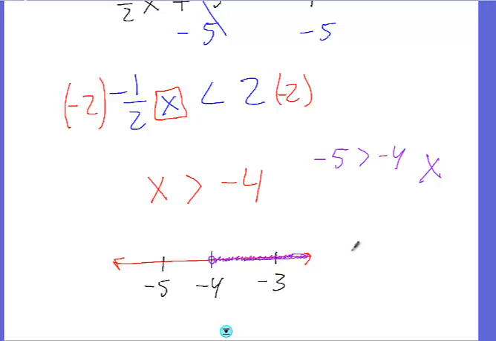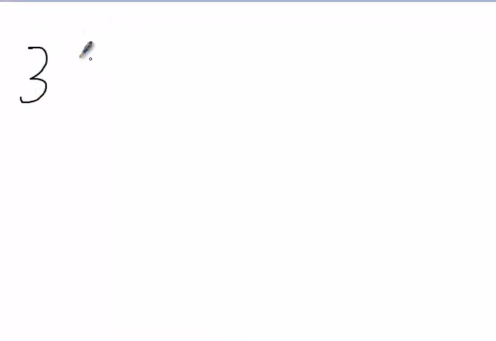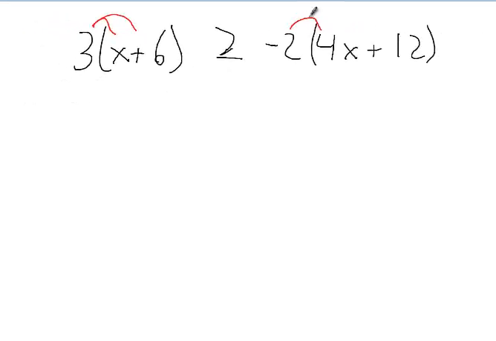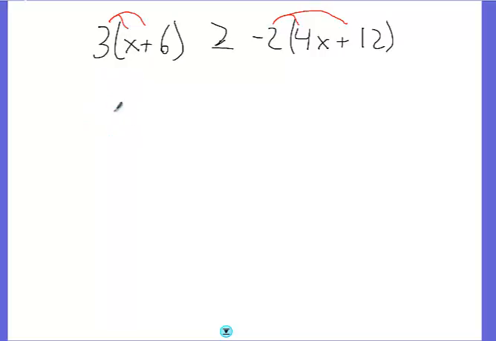All right, next example. This one's going to be a little trickier. We're going to have x plus 6 is greater than or equal to negative 2 times 4x plus 12. Again, we solve these just like we do equations. So what we must do is simplify both sides by distributing. So we have 3x plus 18 is greater than or equal to negative 8x minus 24.